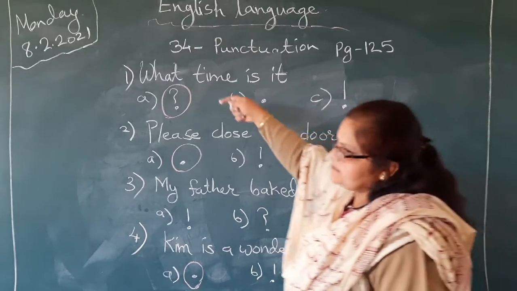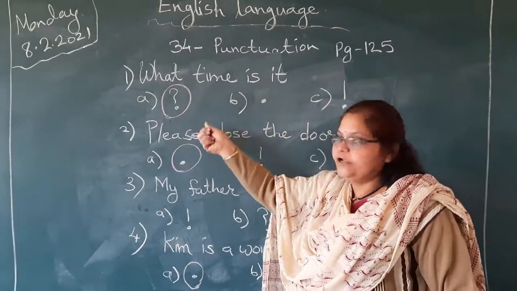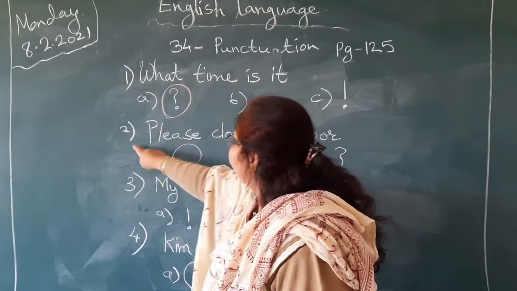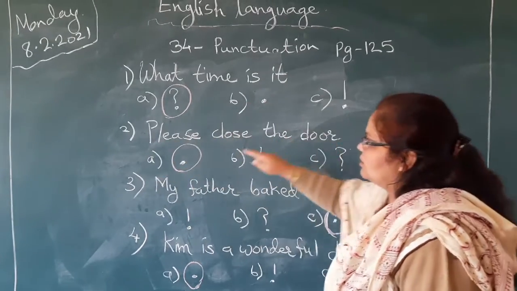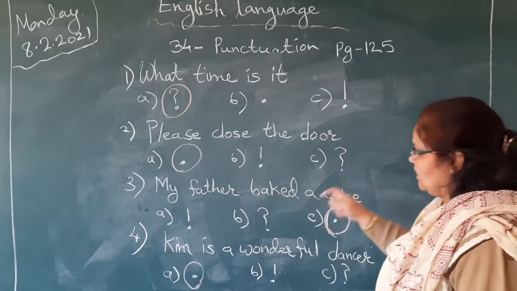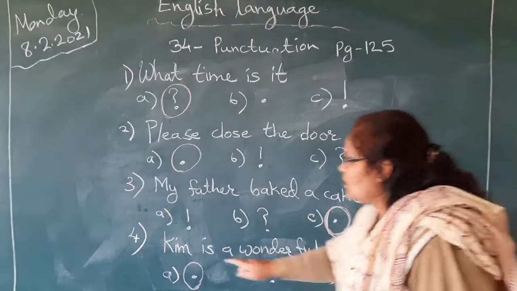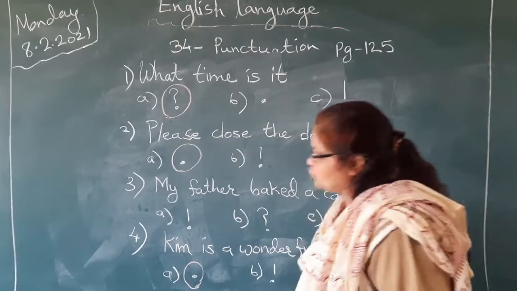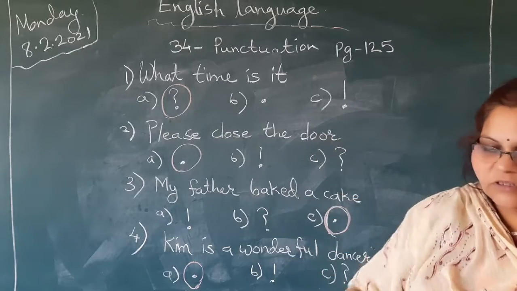Now just see the sentences, and see if we have written the answers properly or not. What time is it? Question mark. Number 2. Please close the door. Full stop. My father baked a cake. Full stop. Kim is a wonderful dancer. Full stop. Hope you have done all these four.